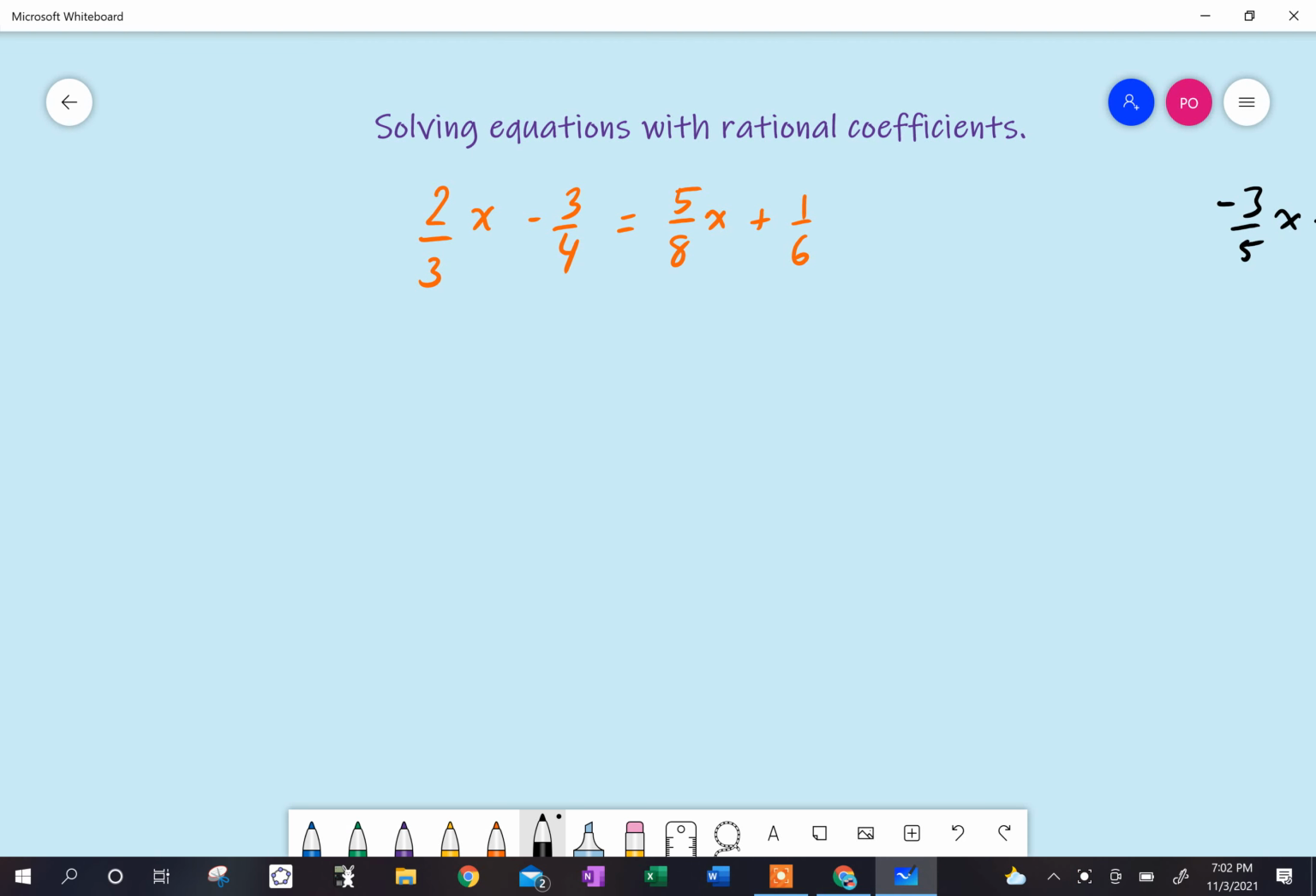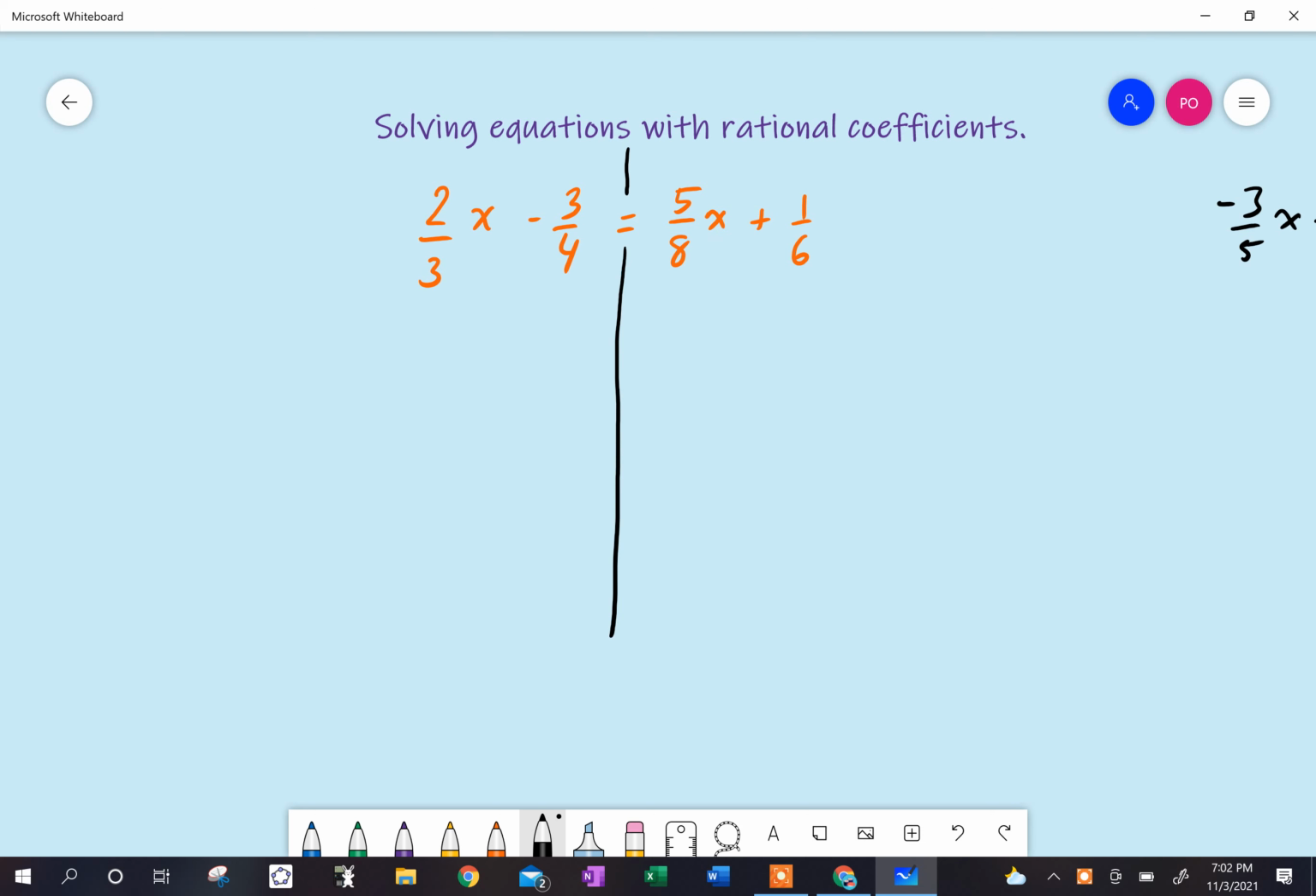Solve an equation with rational coefficients and rational numbers in general. And one of the things that I notice when I look at this question here, 2/3 x minus 3/4 equals 5/8 x plus 1/6, is that it's going to end up being a multi-step equation because I have a variable on the left-hand side and a variable on the right-hand side. So I'm going to have to take care of that in a minute.